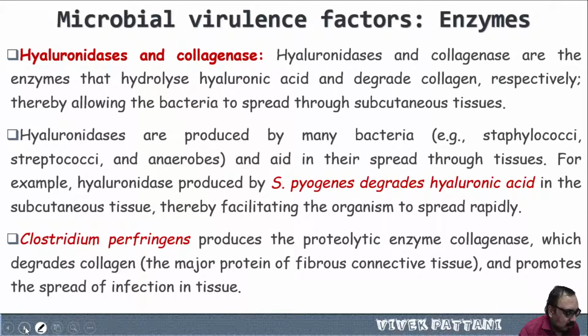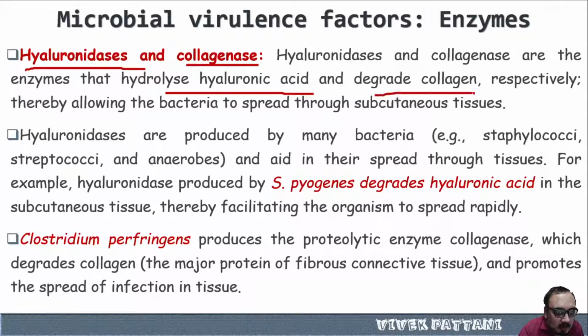There are many other enzymes also. I will only cover a few of them. For example, hyaluronidases and collagenase. Hyaluronidases and collagenases are the enzymes that hydrolyze hyaluronic acid and degrade collagen respectively, thereby allowing the bacteria to spread through the subcutaneous tissues.